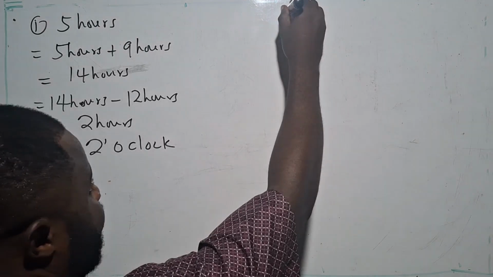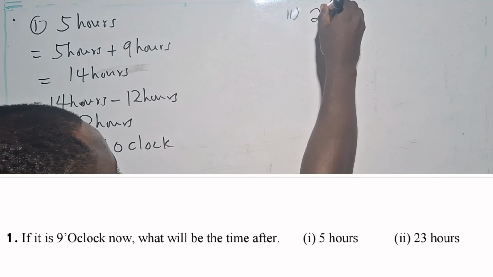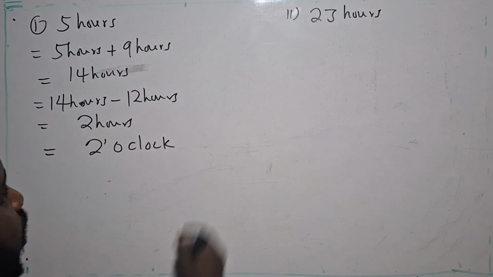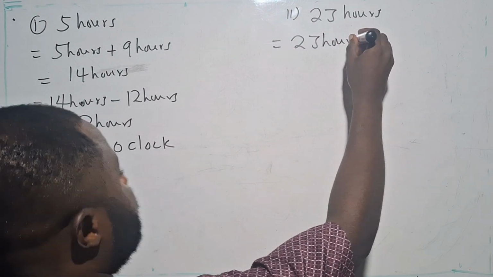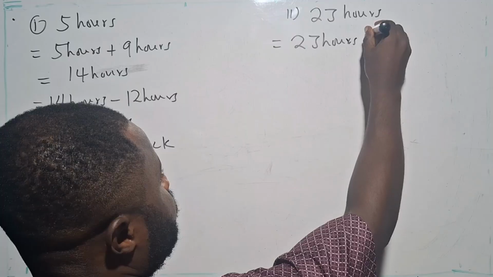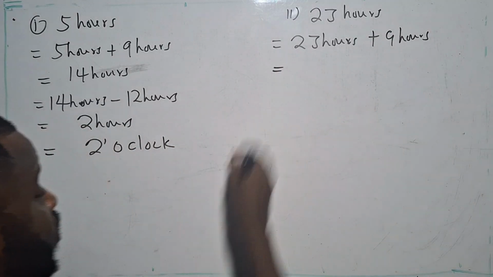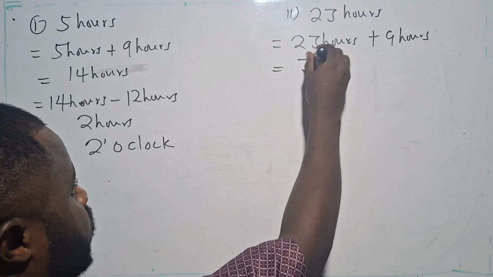So let's look at the second one. The time after 23 hours. So this is also going to give us 23 hours plus 9 hours, because it is 9 o'clock now. Which is going to give us 32 hours.